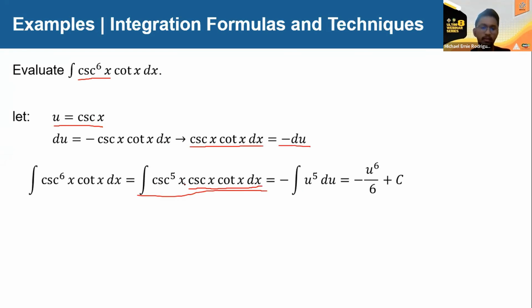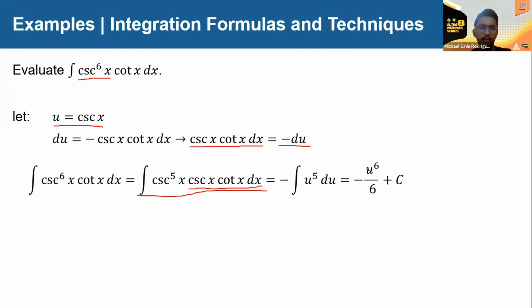And then, okay, we have cosecant x cotangent x dx, that is negative du. So we have negative du. Okay? So we now have the negative integral of u raised to the 5th power du. Okay, apply tayo ng power formula dito. So we have negative u raised to 6 over 6 plus c.